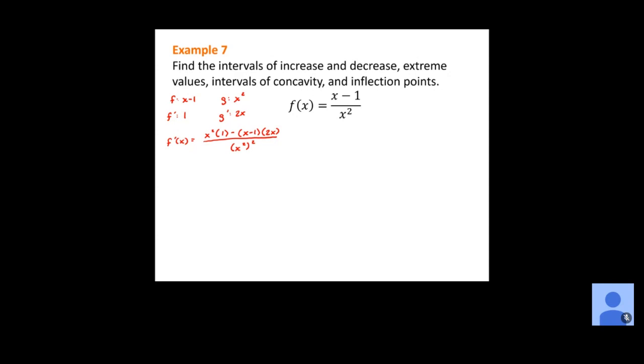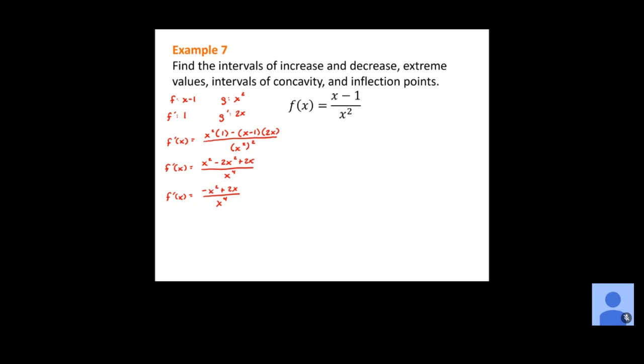Now we need to simplify what we've got in the numerator first. F prime of x is equal to just x squared minus 2x squared plus 2x all over x to the fourth. And then combine your like terms up there. That's going to give us a negative x squared plus 2x all over x to the fourth. And now it's up to you. If you want to factor out an x and cancel one out, you could do that. We're going to get the same results regardless of how we do it, though. Okay.